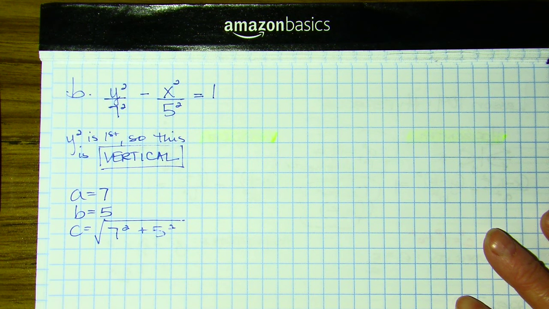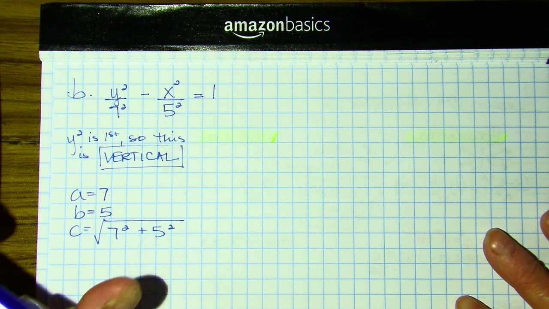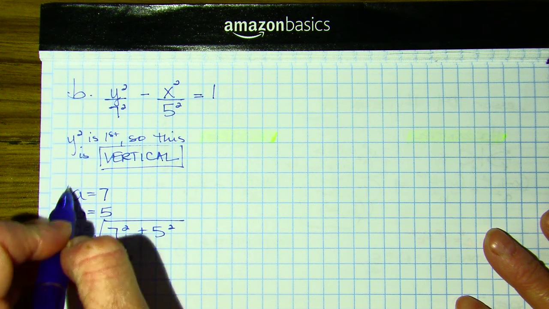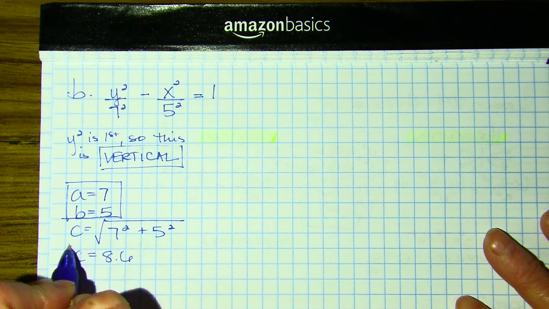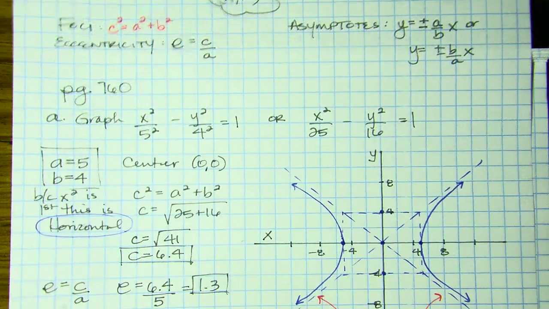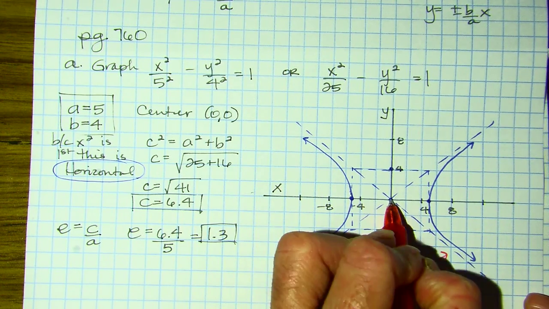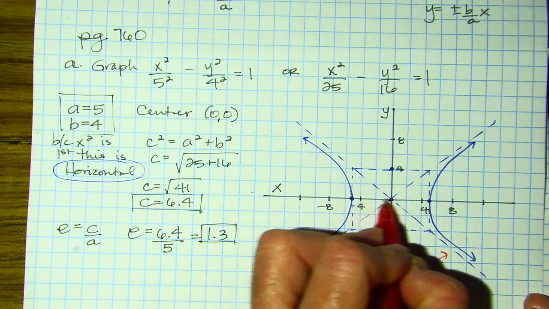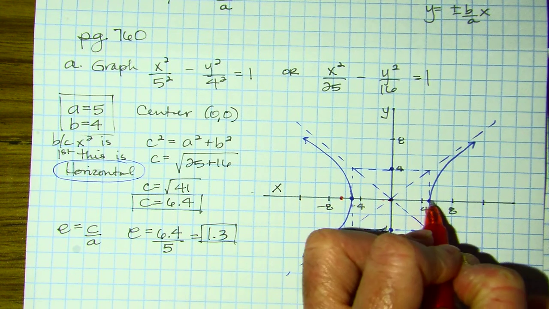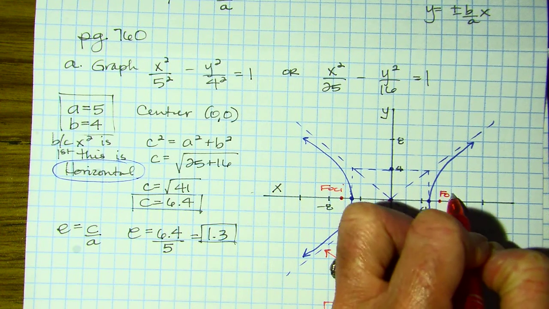squared. So the square root of 49 plus 25, C equals 8.6. So there's A and B. There is C. My foci, totally forgot about those in the last example, my bad. So C is 8.6, so starting from the center in the same direction as your hyperbola, here would be 8.6, 8.6. So those are my foci.